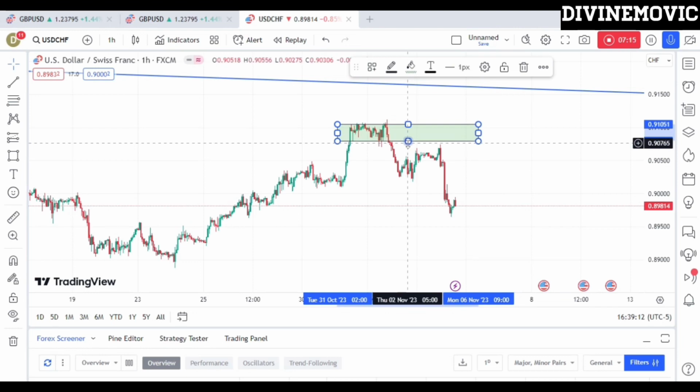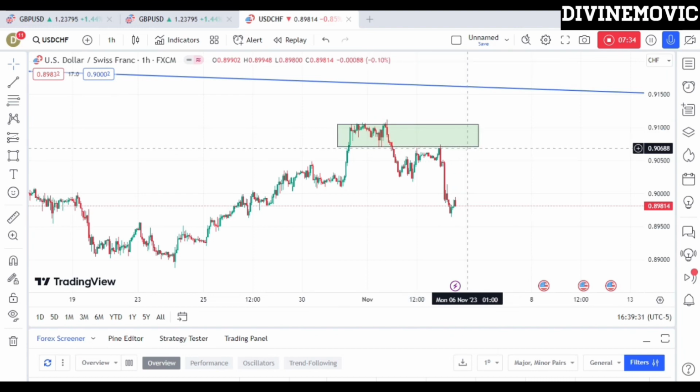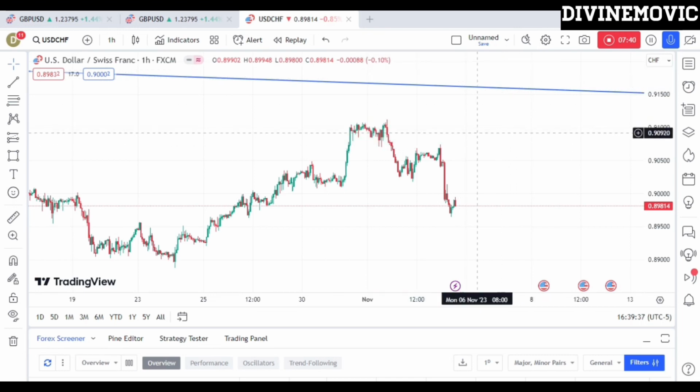Price came back to our expansion phase and dropped down. Now let's analyze forward. For us to analyze forward, first we have to identify where we have our impulsive move, which I'm seeing here.